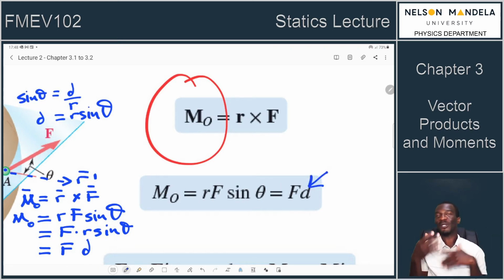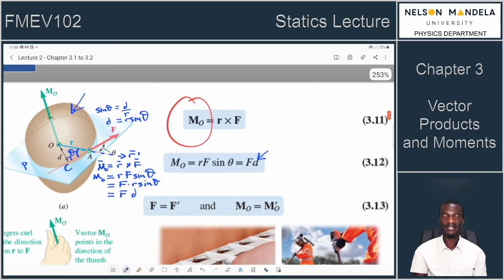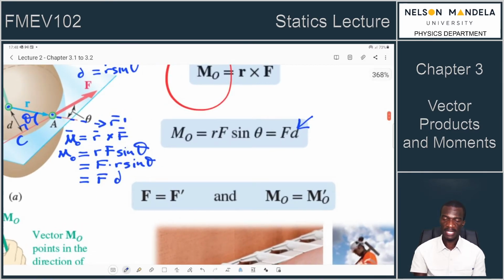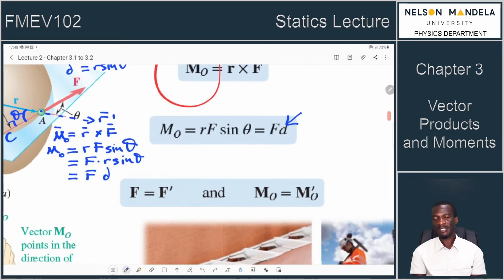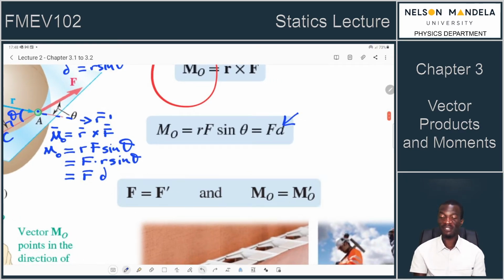In other words, you don't have to struggle much. All you need to do is to find some perpendicular distance between the line of action of the force and the point of concern of rotation. Okay, so if we have an equivalent force F equal to F prime, then it generates an equivalent moment. This topic actually points out that important concept, equivalent forces and equivalent moments.